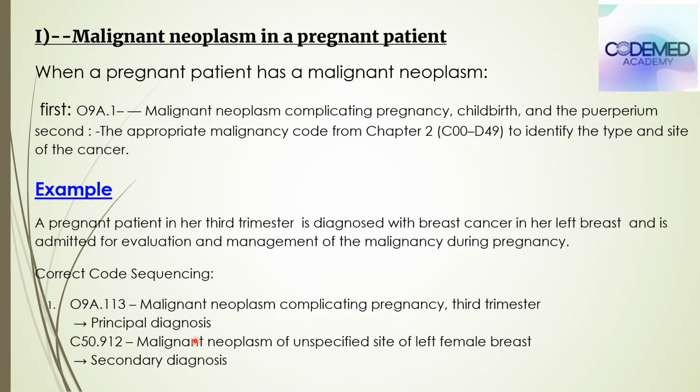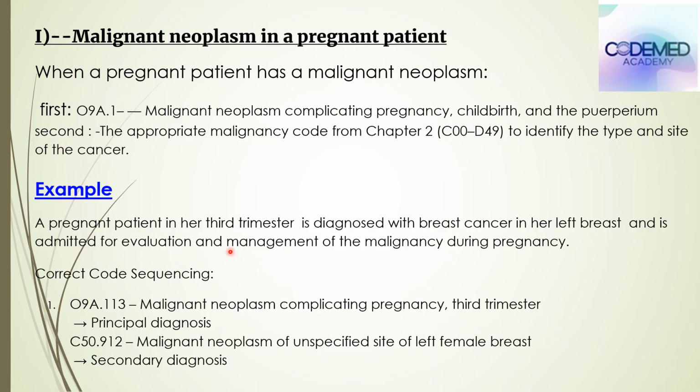Another new guideline is the malignant neoplasm in a pregnant patient. When a pregnant patient has a malignant neoplasm, first we will code O9A.1, that is, malignant neoplasm complicating pregnancy, childbirth and the puerperium. The second code will be the appropriate malignancy code from chapter 2, that is C00 to D49, to identify the type and the site of the cancer. So let us understand this guideline by taking one example.